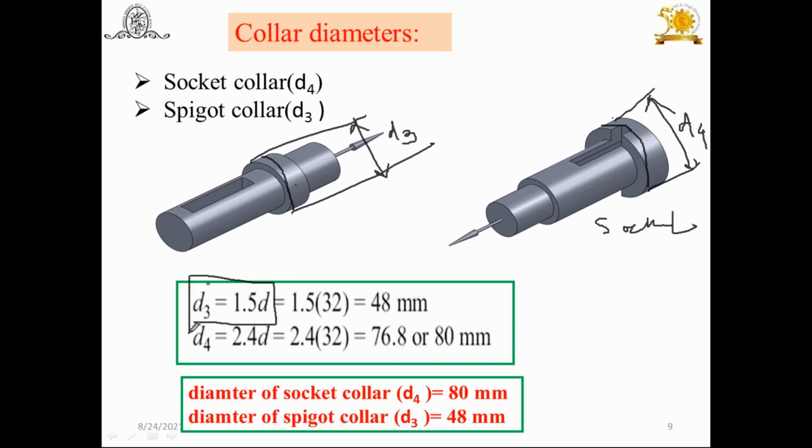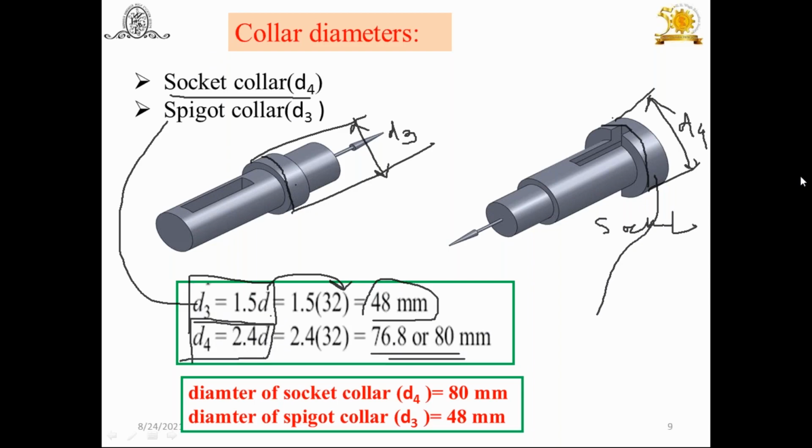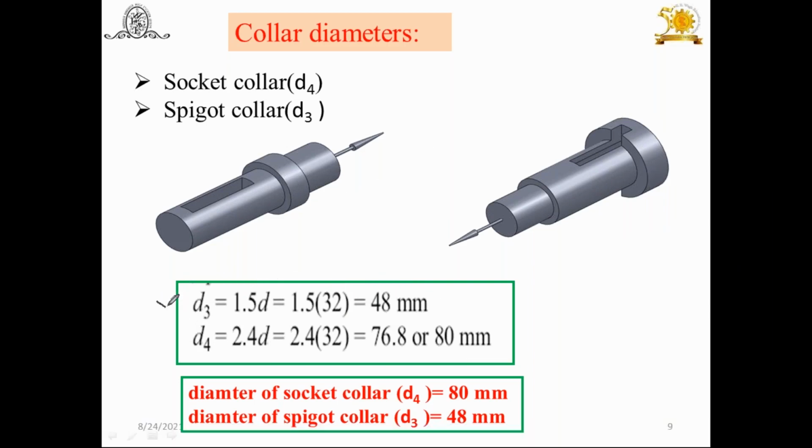Empirical relations are given. You can note down: the spigot collar diameter D3 is equal to 1.5 times the D, where D is the end rod diameter. You can substitute, and you will get 48 mm. And D4, the socket collar diameter, is equal to 2.4 times the D. You will get 76.8 or 80 mm. Remember these things. By using these two empirical relations, you can find out the collar diameter for the socket and spigot. So you will get these dimensions.